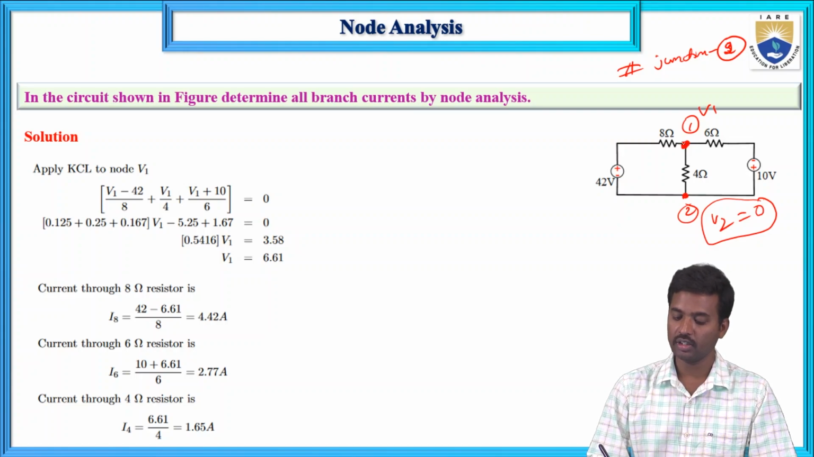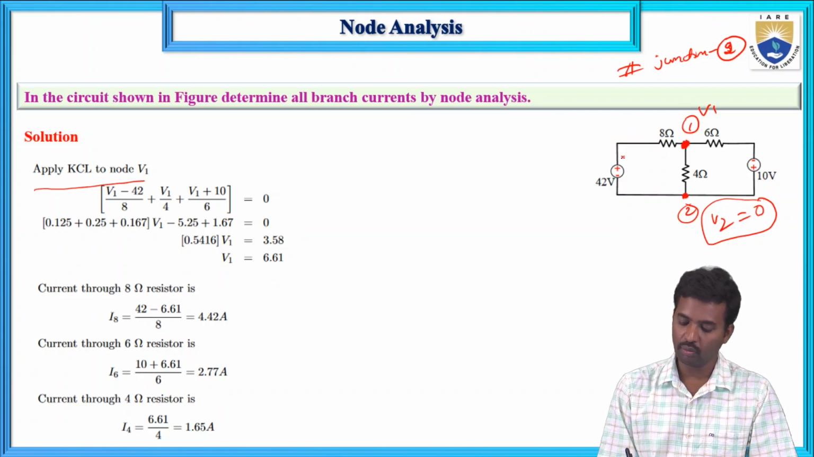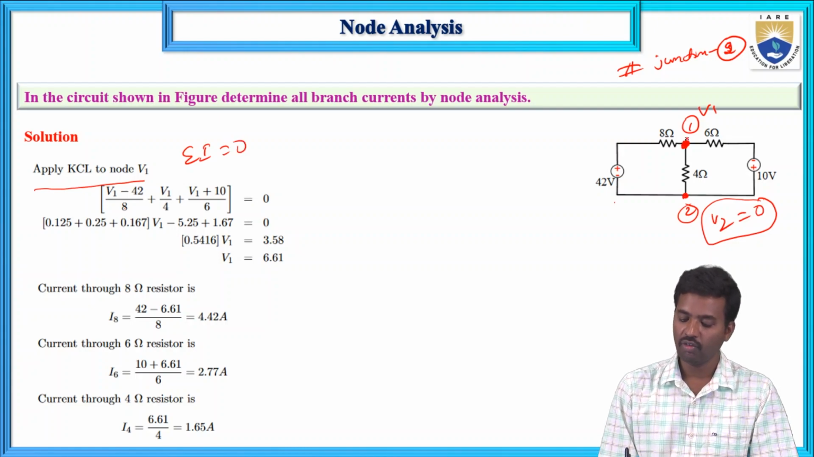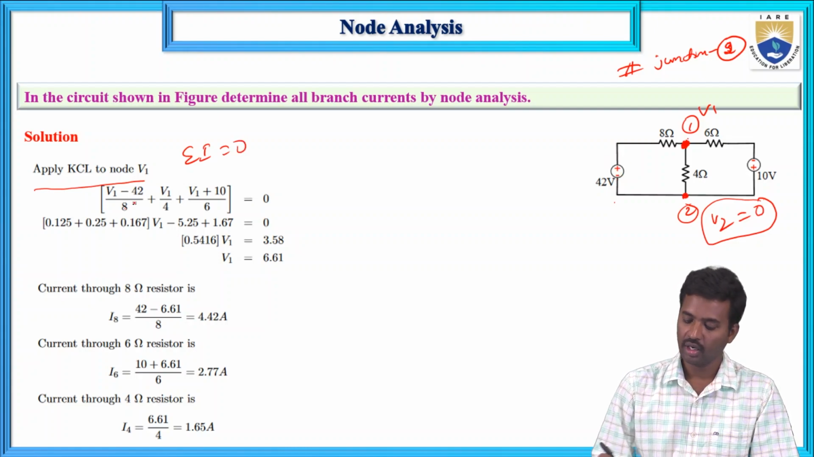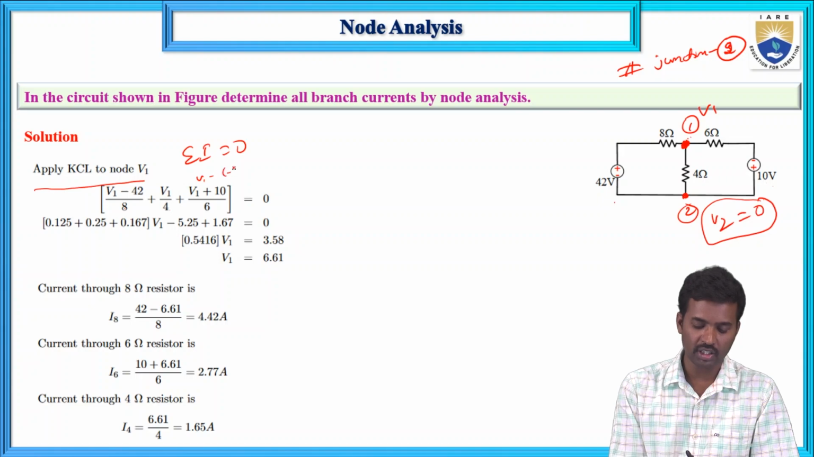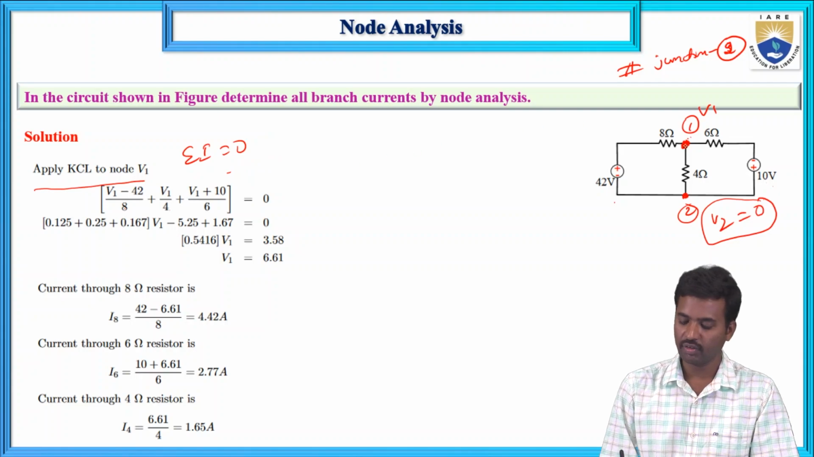Apply KCL at this node, at V1. The algebraic sum of currents at a node equals 0. So (V1 minus 42) by 8, and next (V1 minus 0) by 4, and next (V1 minus of minus 10), that means (V1 plus 10) by 6. This is equation number 1.